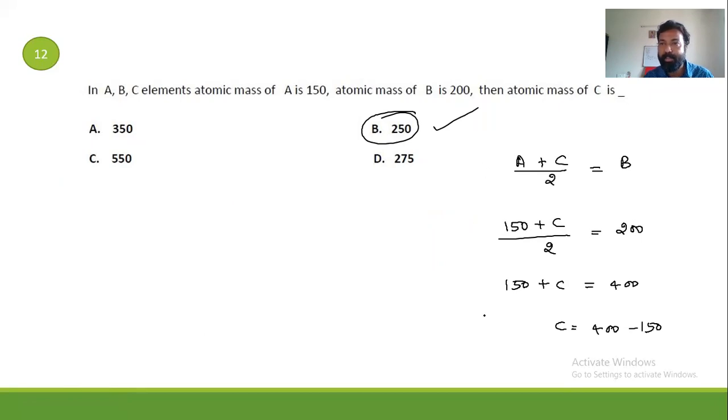You use this particular formula, isn't it? When you use this formula, A plus C divided by 2 is equal to B, we will be getting the answer as 250. Okay, students, there was A, B, C, and one was unknown. They have given the atomic mass of A and atomic mass of B. We were asked to find the atomic mass of C, and it was found to be 250 in question number 12.